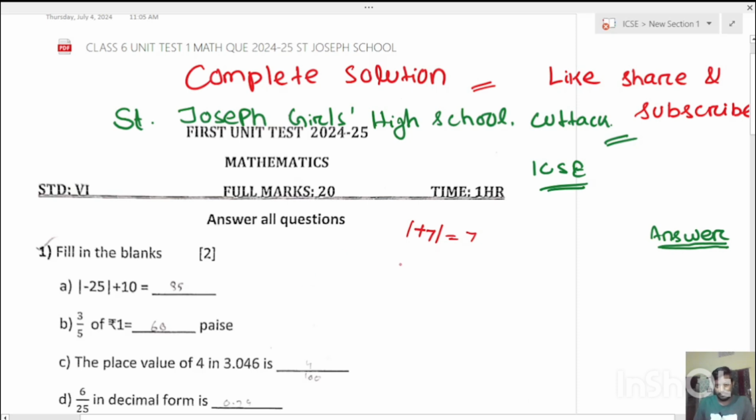Similarly, minus 25 absolute value is 25, plus 10, so that is 25 plus 10, 35. So the correct answer is 35. Now next question. 3 by 5 of 1 rupee equal to dash paisa. We know that 1 rupee is equal to 100 paisa, yes or no? So 3 by 5 of 100 paisa is equal to 60 paisa. Okay, the correct answer is 60.